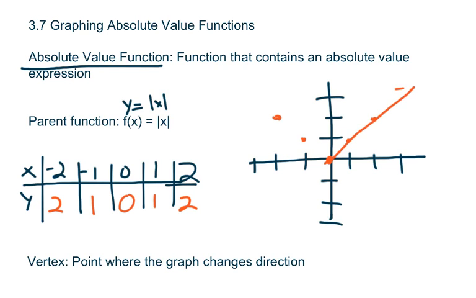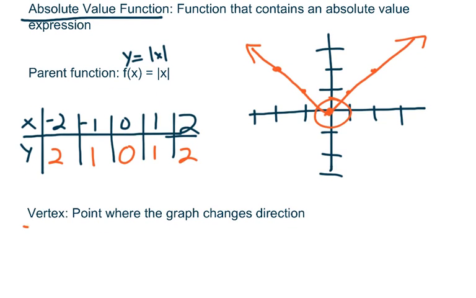So this one is not a line. It makes a V shape, and it's a very distinct V. It makes a point, and that point is a special point. This point right here has a specific name, and that name is the vertex. It's the point where the graph changes direction. Here we can see it's going downwards, and then it turns around and turns back up. Every absolute value function has a vertex.